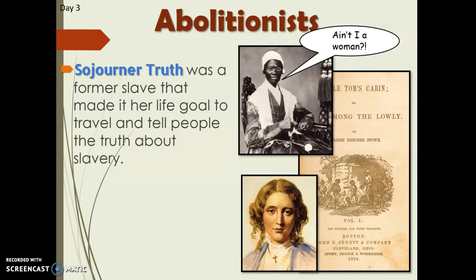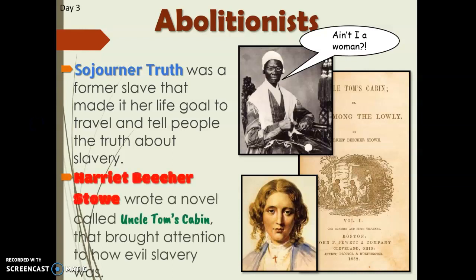The next person wasn't a speaker, but she was a writer, and her name is Harriet Beecher Stowe. And she wrote a novel called Uncle Tom's Cabin. And what this did was it kind of brought the attention onto slavery. Now, Harriet Beecher Stowe was from the North. Her father was a preacher. Her family was very anti-slavery. They were in the abolitionist movement.